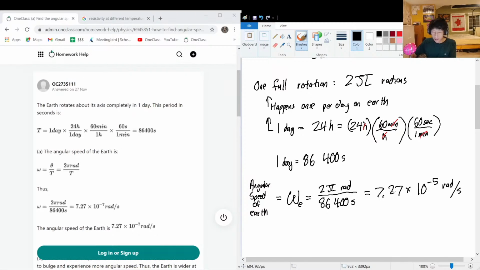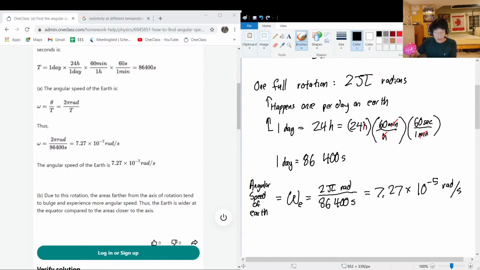But this would be the angular speed of the Earth. This would be the procedure: you take how many rotations it has, divide that by the time that it takes for one rotation, and you'll get this. So it's just one full rotation, 2 pi, divided by the amount of time in one day, 86,400 seconds, and that should give you this number, to the power of -5. That's so strange how they got to the power of -7, but I made mistakes too, so things happen, as the old saying goes.